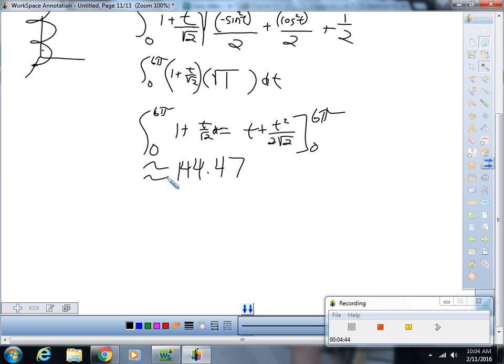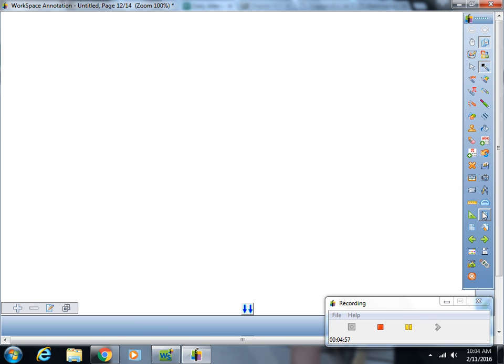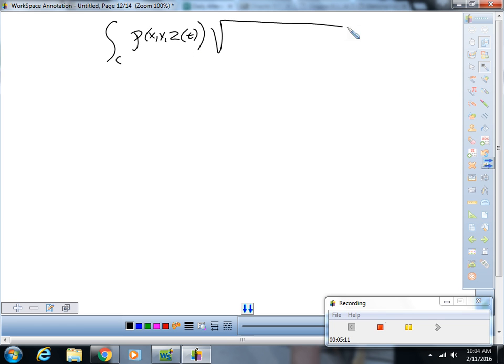Okay, so now we're going to try to make these more useful. So what we had was the line integral of a density function, but all of those were of t, okay, times the square root of x prime of t squared plus y prime of t squared plus z prime squared. That's what we had. I'm not writing it down because we already did it in the last video. Okay. Now we're going to talk about work done in a field.